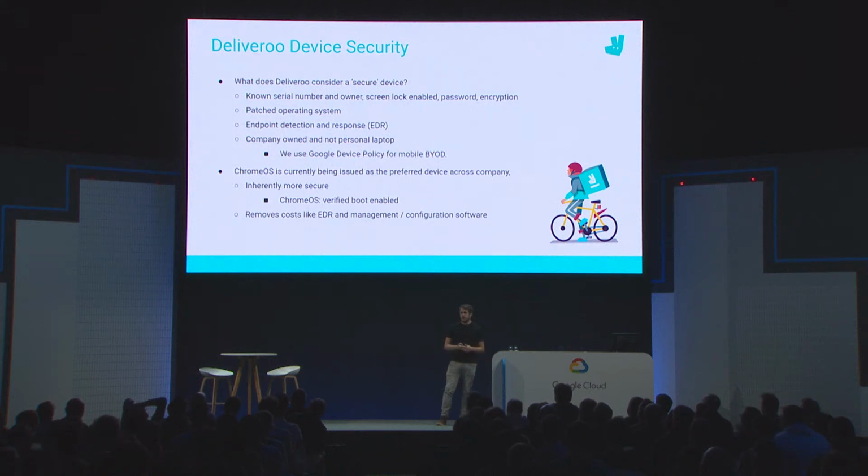So what does Deliveroo classify as a secure device? We want to know the serial number, and we want to know the owner of that device as well. We want to make sure that there's a screen lock enabled on it. We want to say you must have a password of a certain complexity, and that the device is actually encrypted so that if there's any data on it, that it's secure. We also want to know that the patch management of it is actually up to date, and they've been rolled out, and nobody's actually clicking that button to ignore the update. We also want to make sure that we've got some endpoint detection and response on the device so that actually if something goes wrong, we're aware of it and we can act.